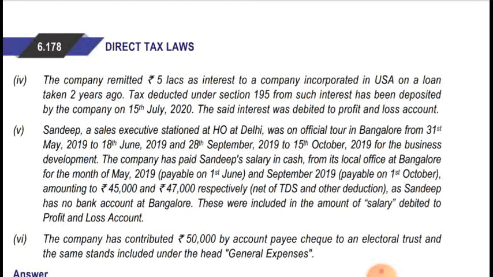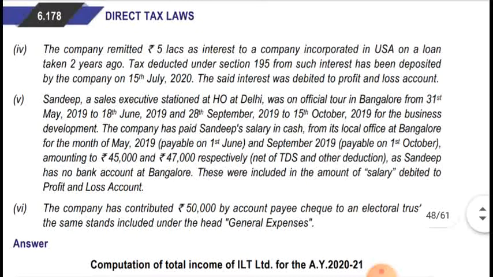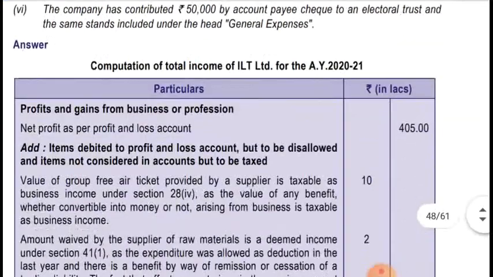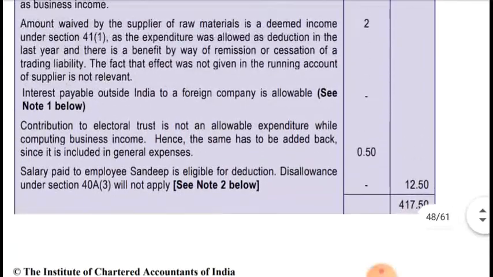Okay, this has already been included in the salary and debited to profit and loss account, so no treatment will be there. Okay, the company has contributed 50,000 by account payee cheque to an electoral trust, and the same stands included under the head general expenses. So in this case, section 80GGB deduction will be allowed as per Chapter VI-A, and it will be added back while computing PGBP income. Okay, it will be added.